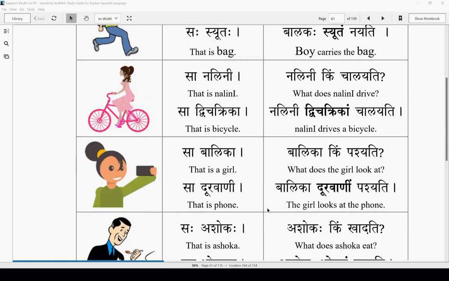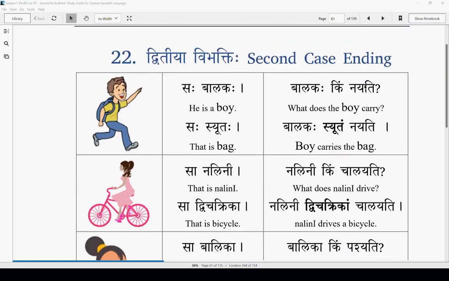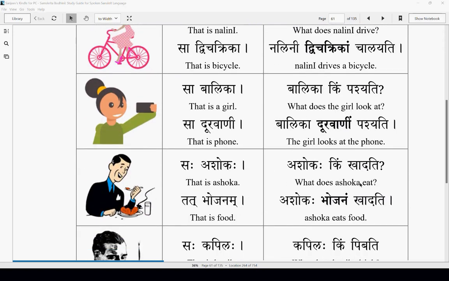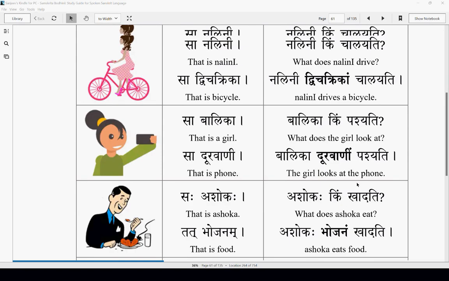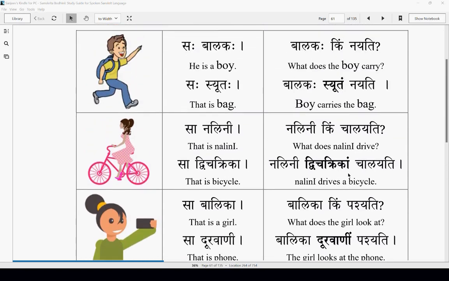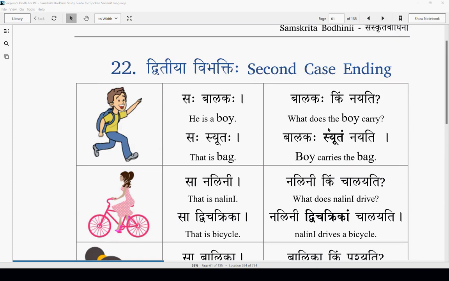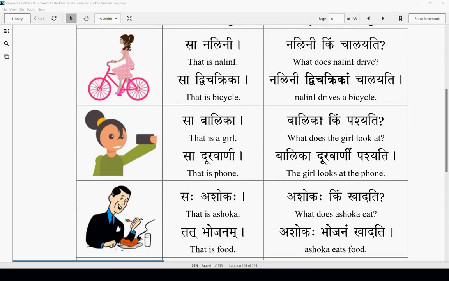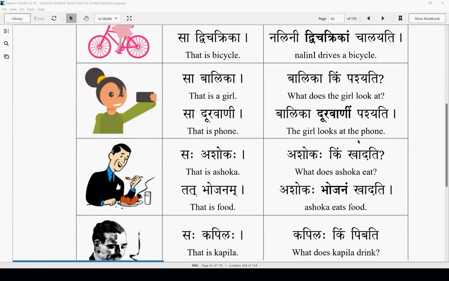So in all these cases, what is the Kriyapadam? Nayati, Chalayati, Pashyati, right? All these Kriyapadam can have a word in the Ditiya Vibhakti, because we can ask the question on them, Kim. Balakaha Nayati, Kim Nayati; Chalayati, Kim Chalayati; Pashyati. So the first question is Pashyati, Kaha or Ka Pashyati. Then the second question is Kim Pashyati.